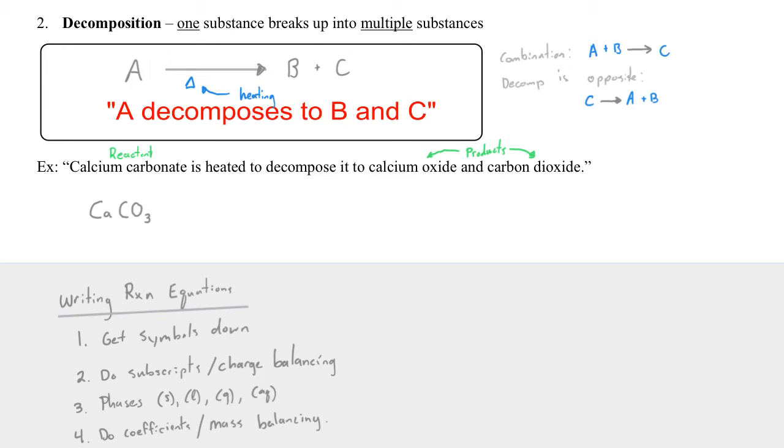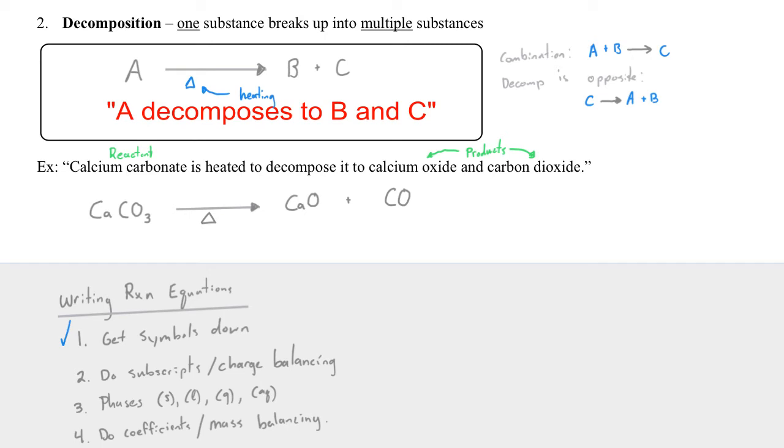Now we see the words is heated to decompose it and then the products. So let's draw our forward arrow and then put the little triangle under the arrow for heating. Now we have to draw the symbols for our products. We have calcium oxide and carbon dioxide. Calcium oxide has calcium and oxygen in the formula. Carbon dioxide, a molecular compound, has carbon and oxygen in it as well. We've now completed step 1, which is writing down our symbols.